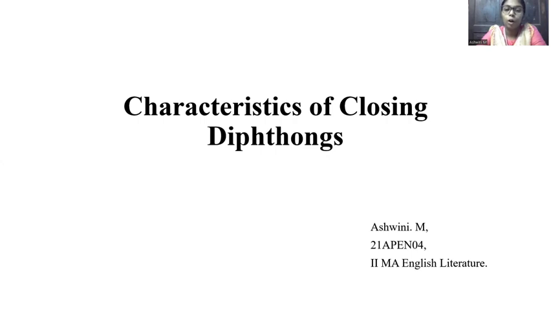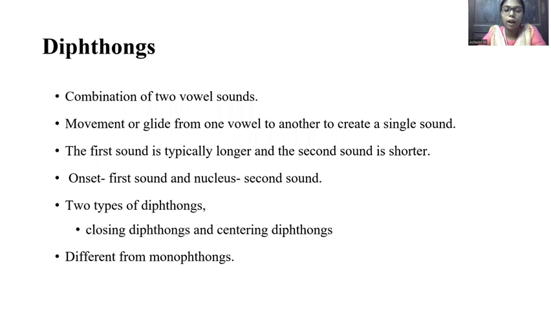So, diphthongs are the combination of two pure vowel sounds that consist of a movement or glide from one vowel to another to create a single sound. The first sound is typically longer and more prominent, while the second sound is shorter and less emphasized. The sounds that make up a diphthong are called the onset and nucleus, with the onset being the first sound and the nucleus being the second sound.